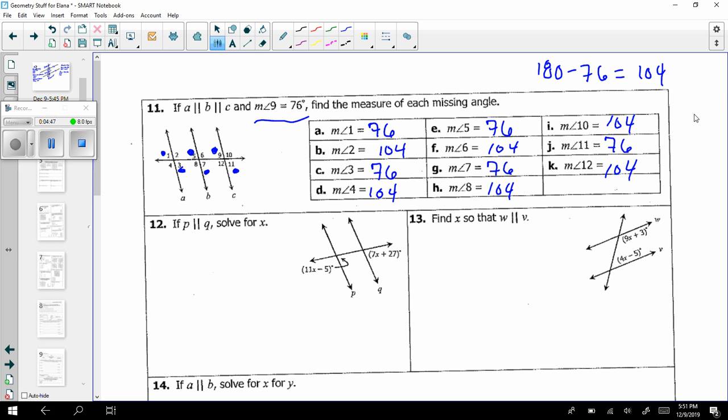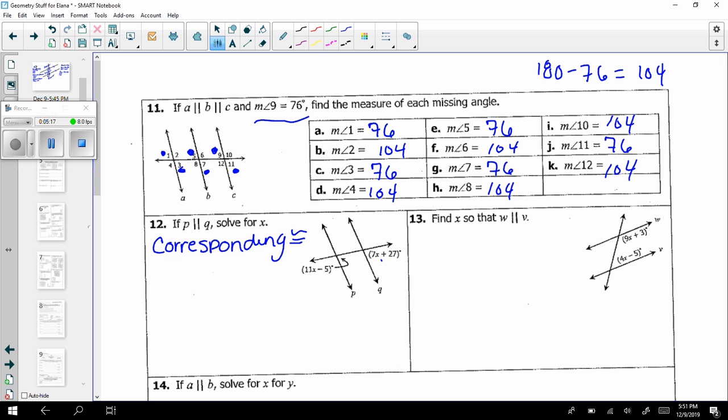First of all, let's look at this one right here. What is the relationship between these two angles? They're on the same side of the transversal. One's interior and one is exterior. So that is corresponding angles. If corresponding angles are there and the lines are parallel, I can assume the angles are congruent.